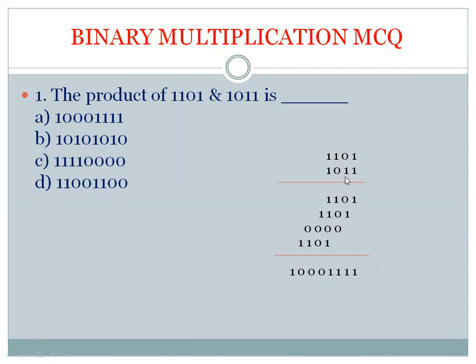Okay. So what about the next bit of the multiplier? It is nothing but 1. So therefore 1, 0, 1, 1. The next bit of the multiplier is nothing but 0.